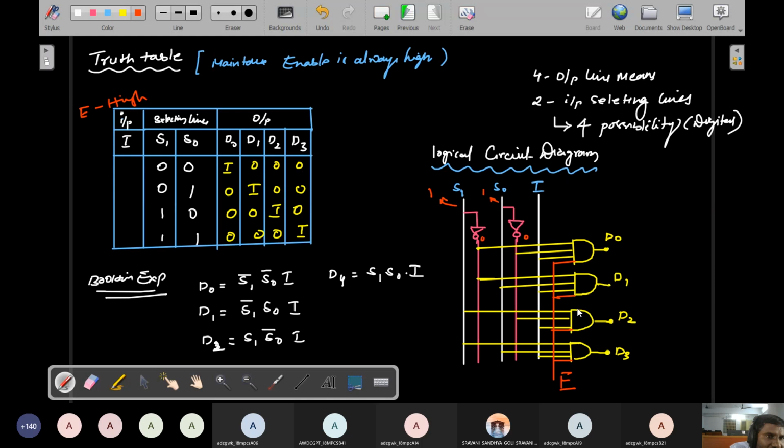Please note everybody. Please message me whether you understand or not. Please message me, students. Is it understood or not? Then we will move to the 1:8 demultiplexer. Please message me, do you understand or not? Please students, tell me, is it understood or not?